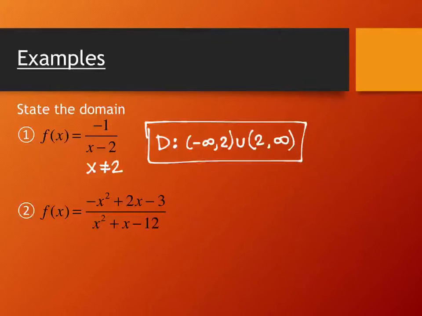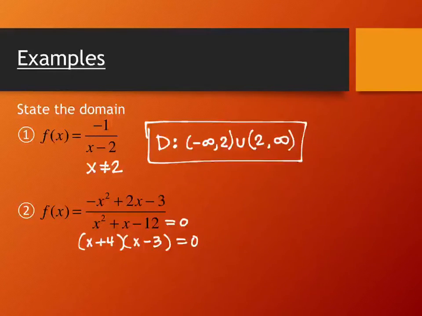Now the denominator in number 2 is not just a simple x minus 2. It's going to have to be factored, right? We're going to set it equal to 0 to factor it. How will x squared plus x minus 12 factor? +4 and -3. Yes, very good.